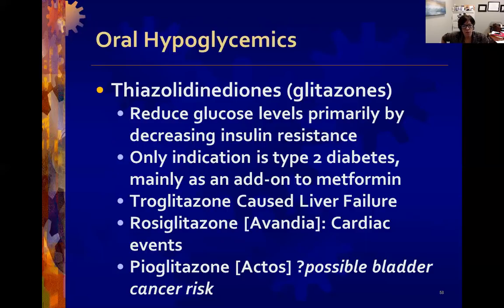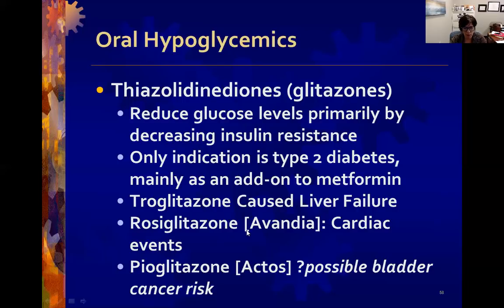So the glitazones. They reduce glucose levels by decreasing insulin resistance. So only for type 2. Mainly they're added on to metformin, and that's kind of why I put them here. These glitazones, again, the last name glitazone: troglitazone, rosiglitazone, and pioglitazone. And I just listed these on here because I've actually seen them ask this in tests, or in some Hesi. Hopefully it was a few years ago. They won't have them anymore.